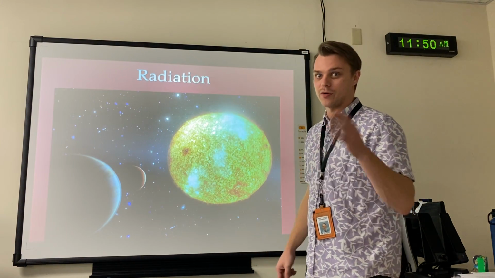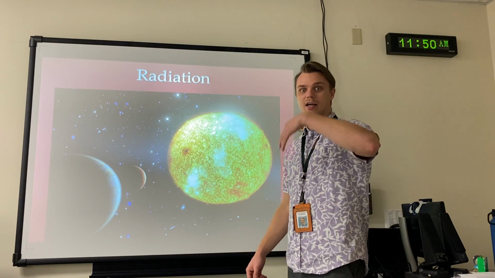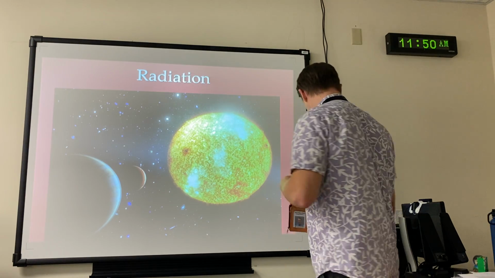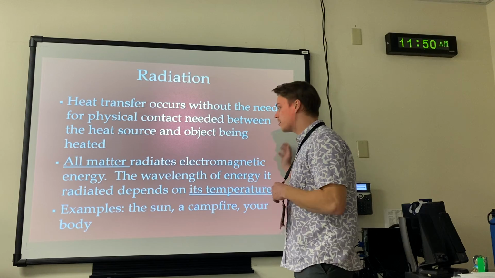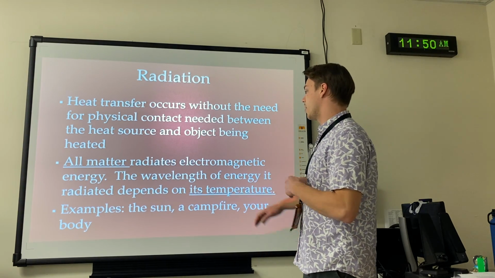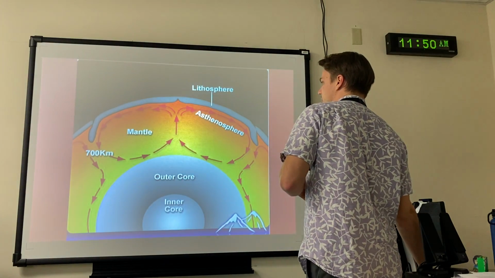Just like how we were talking about red shift and blue shift. Red light is lower energy, blue light is higher energy. Okay? So radiation is just heat or light or any type of electromagnetic energy coming out of an object, and it's based on its temperature.